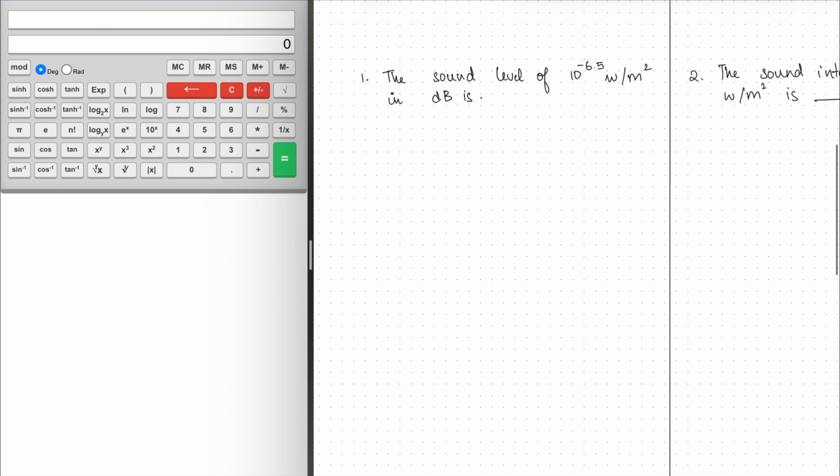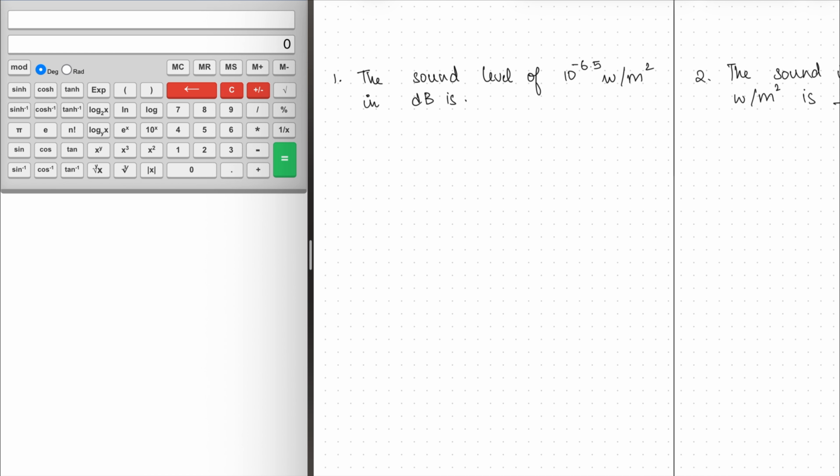In this video, we'll be solving sums related to acoustics, and I'll also be teaching you how to use the scientific calculator. So, whatever sums that you're practicing, try to use the scientific calculator so that you know how to use it, and you don't end up losing marks in your exam just because you didn't figure out how to use the scientific calculator. Now, let's move on with the first question.